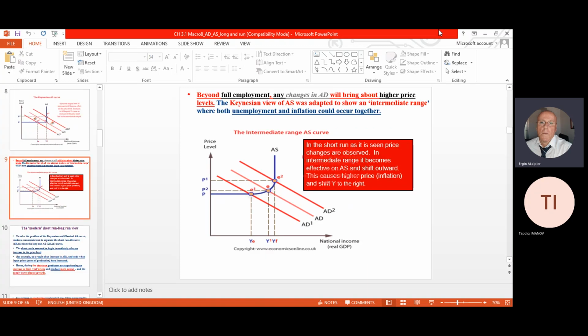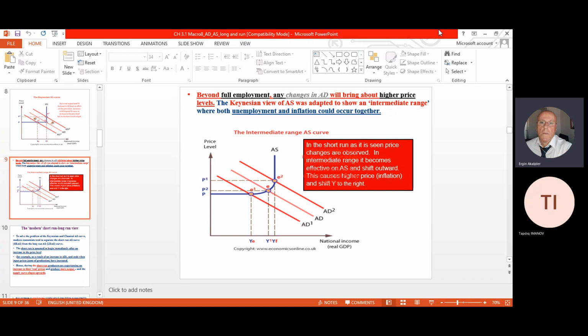Beyond full employment, as YF is indicated here on the graph, any change in aggregate demand will bring about a higher price level. As you see, it shifts the prices, where these red lines show aggregate demand 1 to 2 shifted. The Keynesian view of aggregate supply was adapted to show an intermediate range, which, as I said, lies between aggregate demand 1 and aggregate demand 2. This is the intermediate period of time, or a short, medium period.